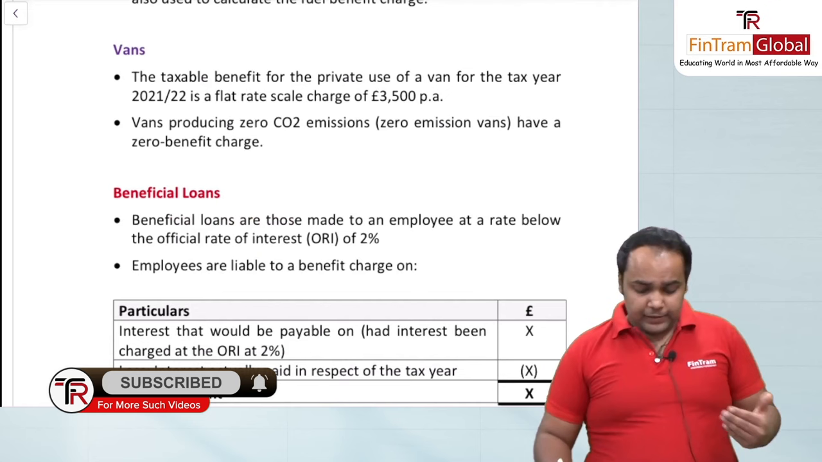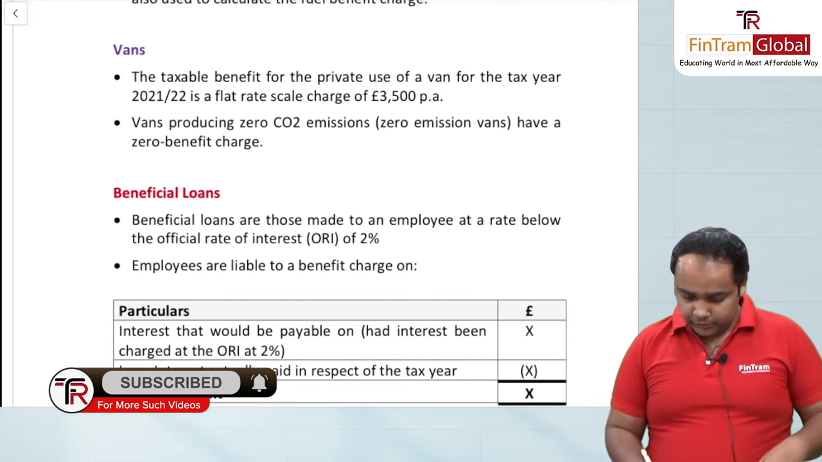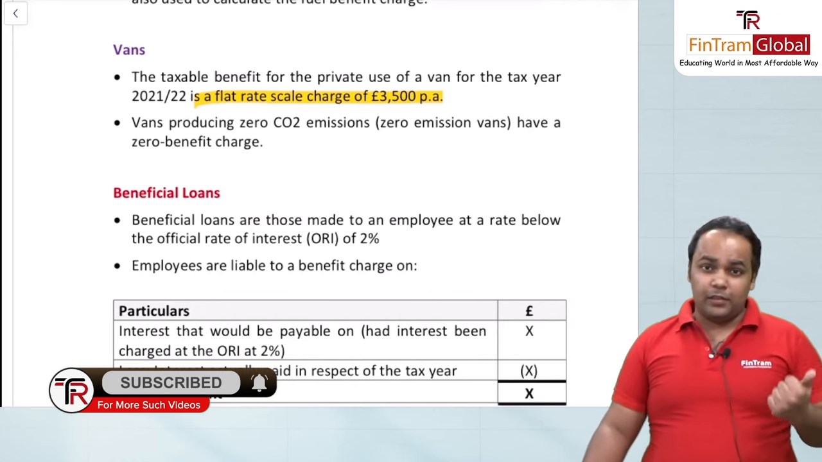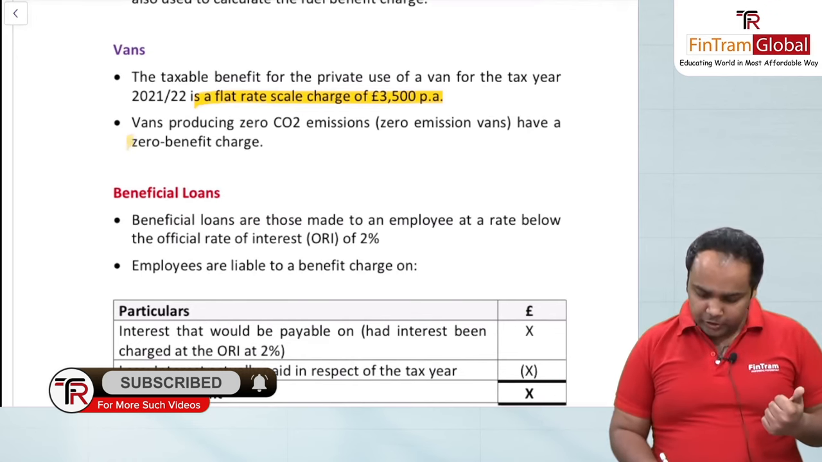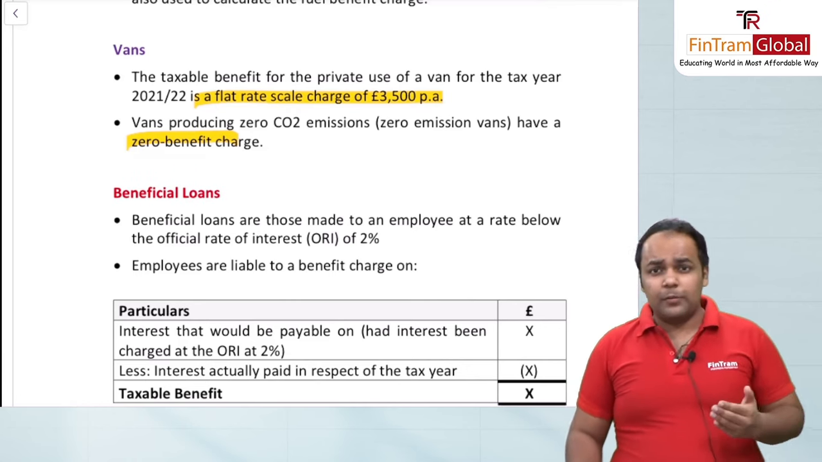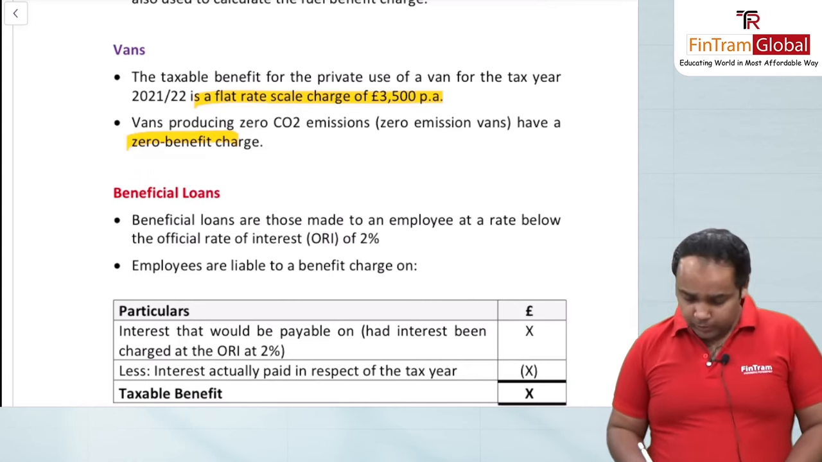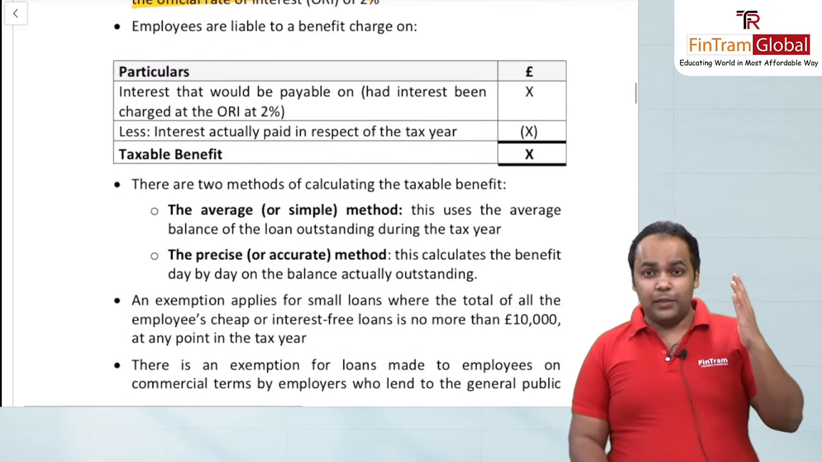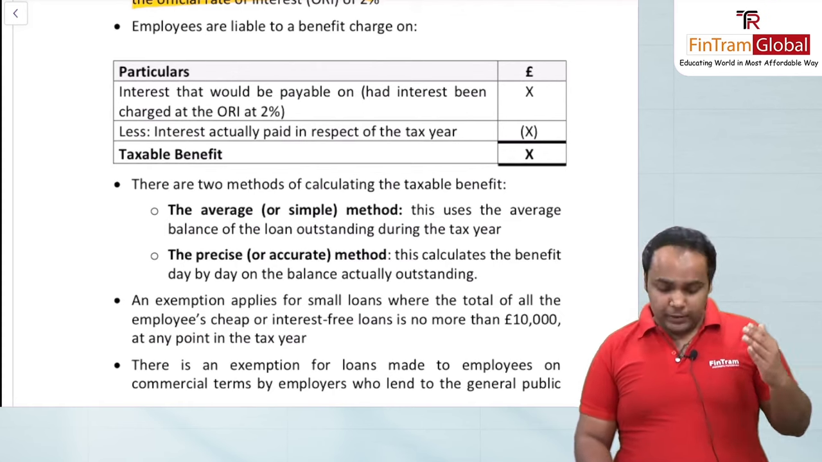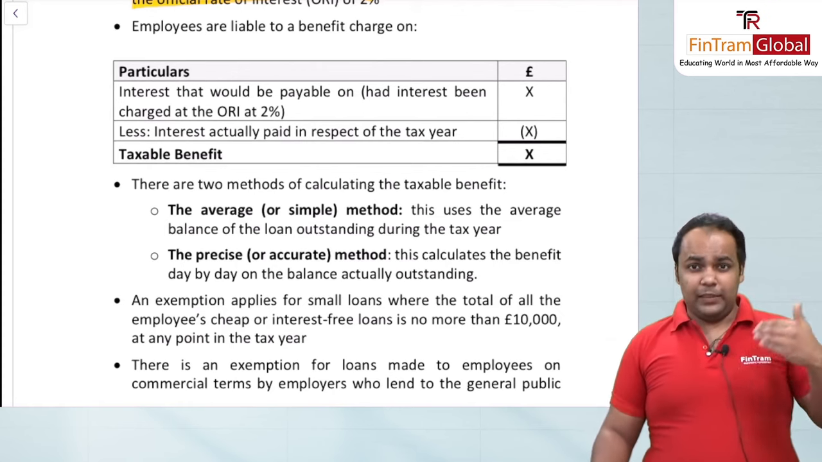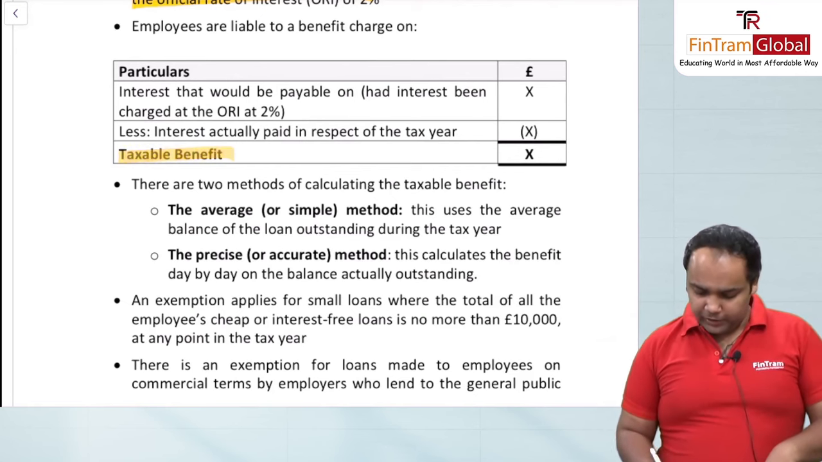Similarly, now coming to vans, as a taxable benefit on a flat scale charge of 3500 per annum, and if it's a zero CO2 emission van, there is zero charge. Beneficial loans are where loans are provided at a rate below 2%, and the benefit is the interest that would have been charged if it was 2% minus the interest that was actually charged. So the difference is the taxable benefit.